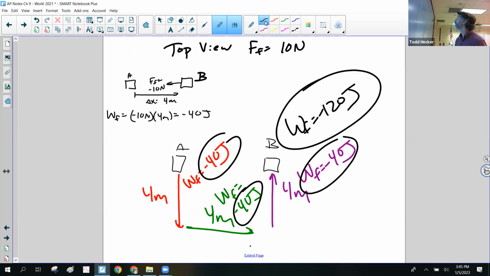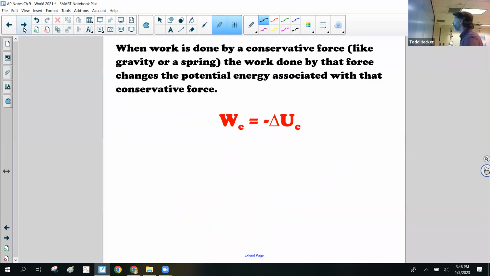Cool. All right. Cool. Now, it turns out that when work is done by a conservative force, like gravity or a spring, the work done by that force changes the potential energy associated with that conservative force. In other words, when gravity does work, your gravitational potential energy changes. When a spring does work, your elastic potential energy changes, okay?